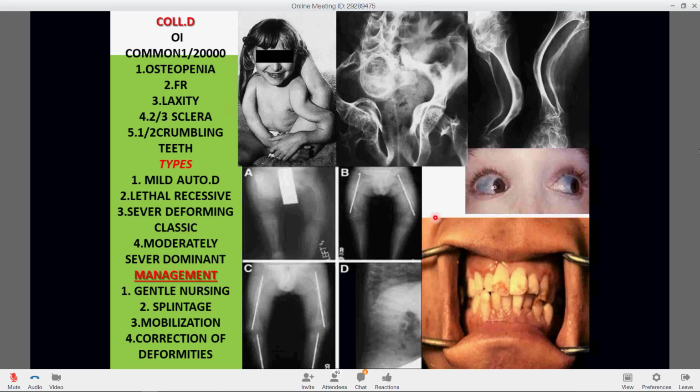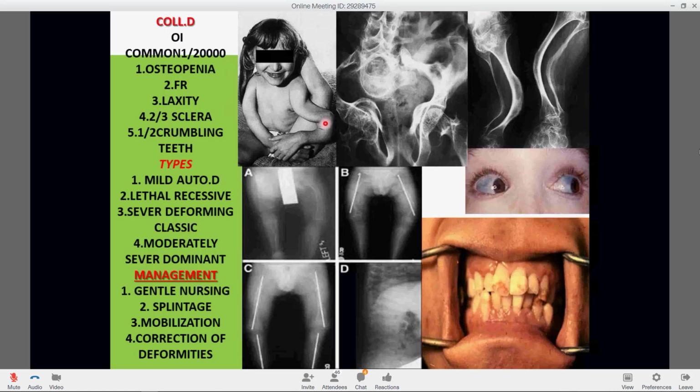The types: the mild type, which is autosomal dominant, in which the baby will have repeated fractures, and usually this disappears at the age of puberty. Lethal, which is a recessive form, the baby will have fractures even during intrauterine life. Severe deforming, which is the classical form, the baby will have recurrent fractures, even on the first day of his life during delivery.